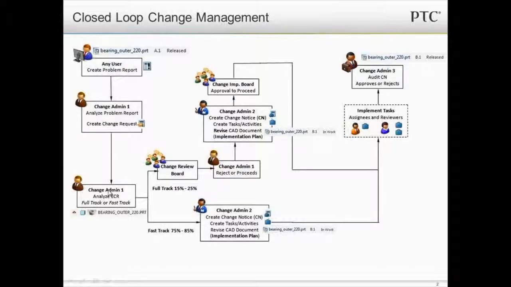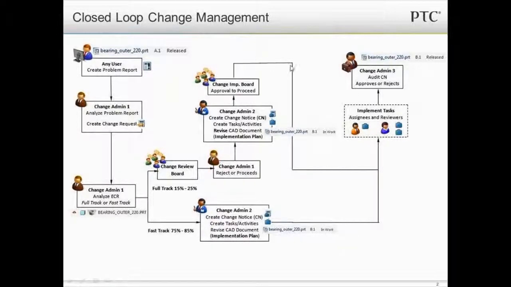Once he does that, he can go ahead and submit it depending on the complexity of the problem. He can choose it to be a full track process or a fast track process. If it is a full track process, it will go through a change review board before it goes ahead to change admin 2. Change admin 2 will go ahead and create a change notice and change notice tasks. Okay, because it's a full track process, you also have a change implementation board who gets to approve.